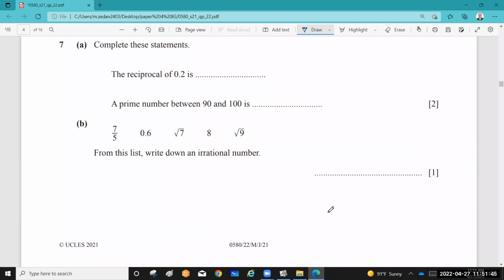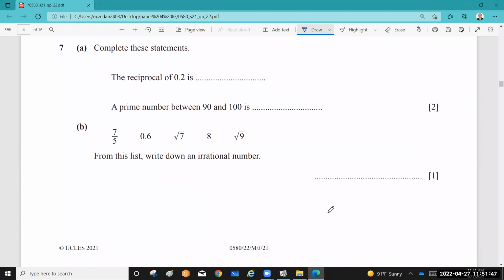Complete this statement. The reciprocal of 0.2. You know, 0.2 is actually 2/10. Its reciprocal is 10/2, which is 5.